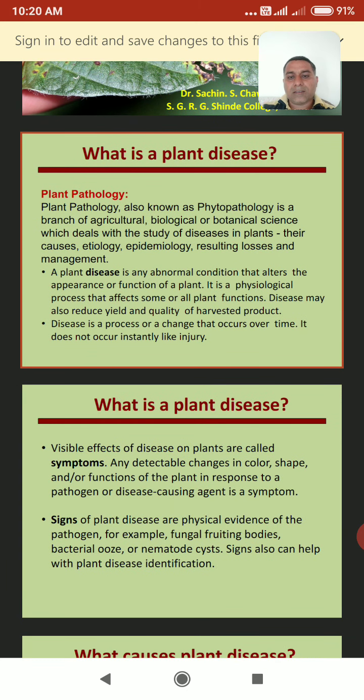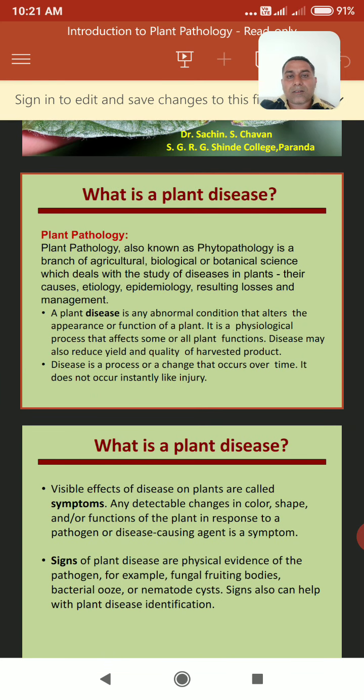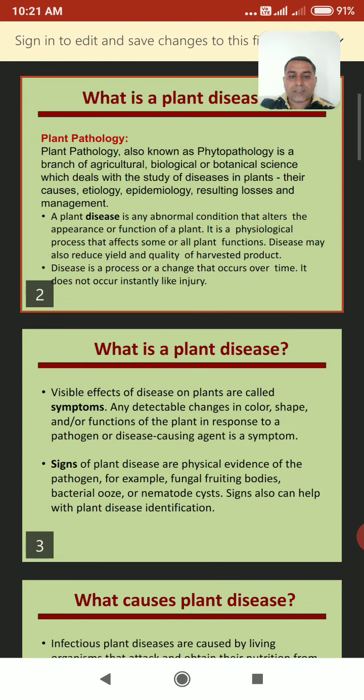Now, signs of plant disease are physical evidences of the pathogen. For example, fungal fruiting bodies, bacterial zone, or nematodal sites. Signs can also help with plant disease identification. Means the signs which are seen can also be used for disease identification.